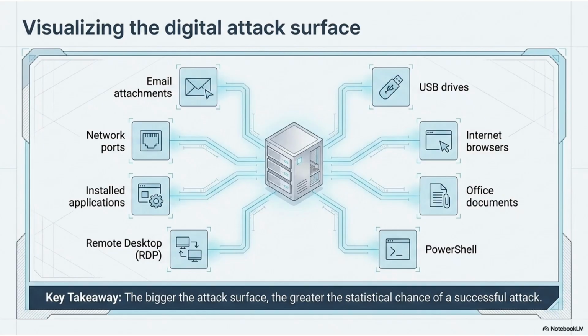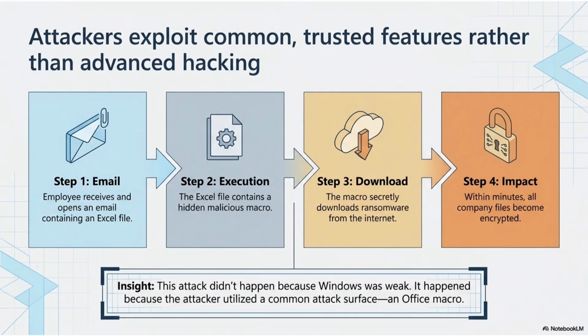Let's understand with a simple example. Suppose an employee receives an email with an Excel file. The employee opens it. The Excel file contains a malicious macro. The macro secretly downloads ransomware from the internet. Within a few minutes, all company files become encrypted. The attack didn't happen because Windows was weak. It happens because the attacker used one of the computer's attack surfaces, an office macro.